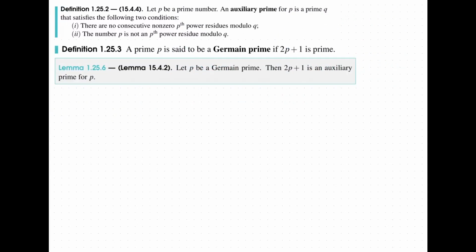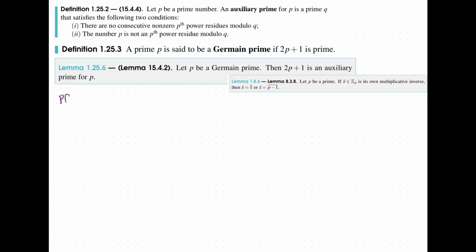And the reason why Germain's theorem is usually said in the language of a Germain prime rather than the technical definition of an auxiliary prime is that we have that if P is a Germain prime, then 2P plus 1 is an auxiliary prime for P. Let us go ahead and prove this.